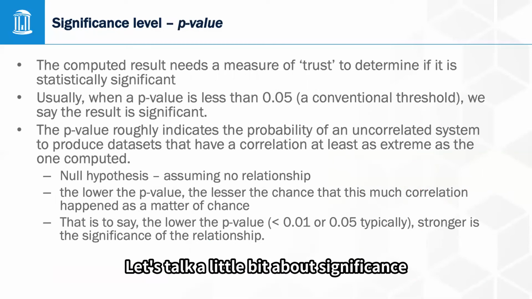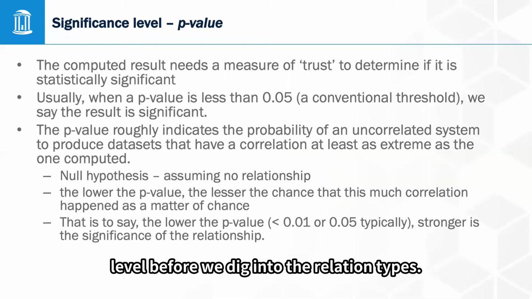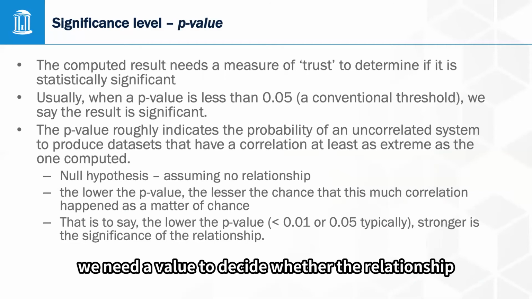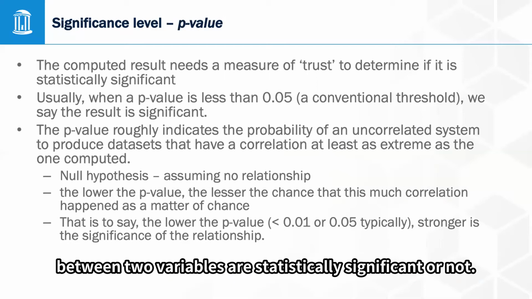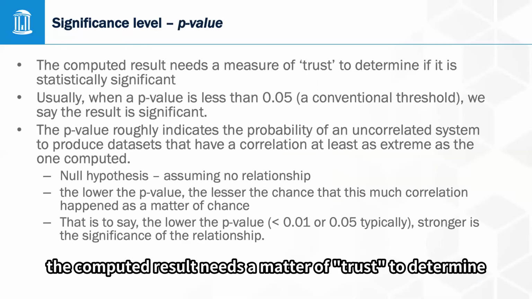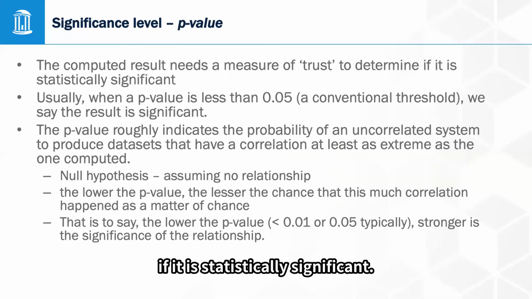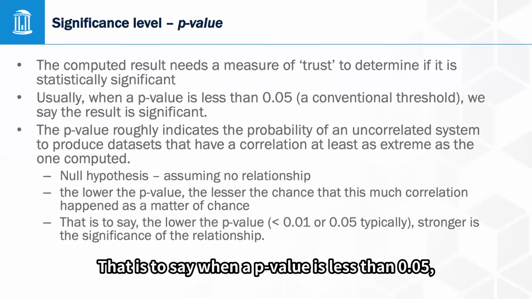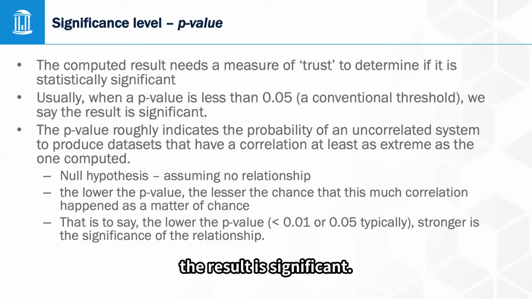Let's talk a little bit about significance level before we dig into the relation types. In determining the relation of two variables, we need a value to decide whether the relationship between two variables is statistically significant or not. In other words, the computed result needs a measure of trust to determine if it is statistically significant. In most cases, we use a p-value. A conventional threshold is 0.05. That is to say, when a p-value is less than 0.05, we say the result is significant.